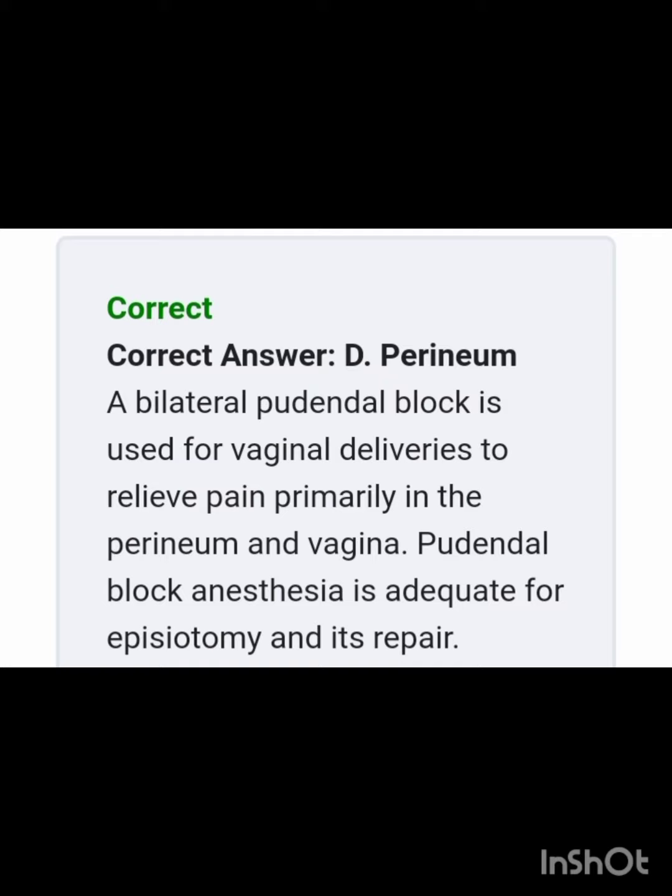Actually, during the episiotomy and all, this pudendal anesthesia will be given by using the lignocaine 2% injection.